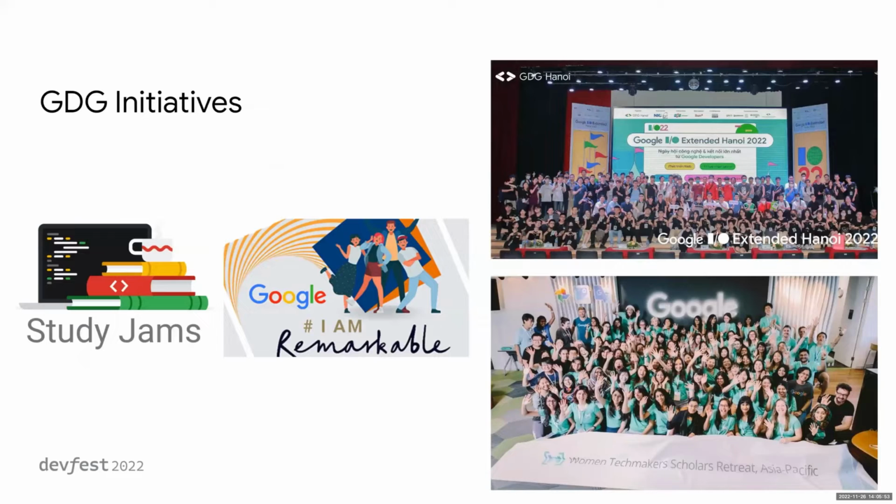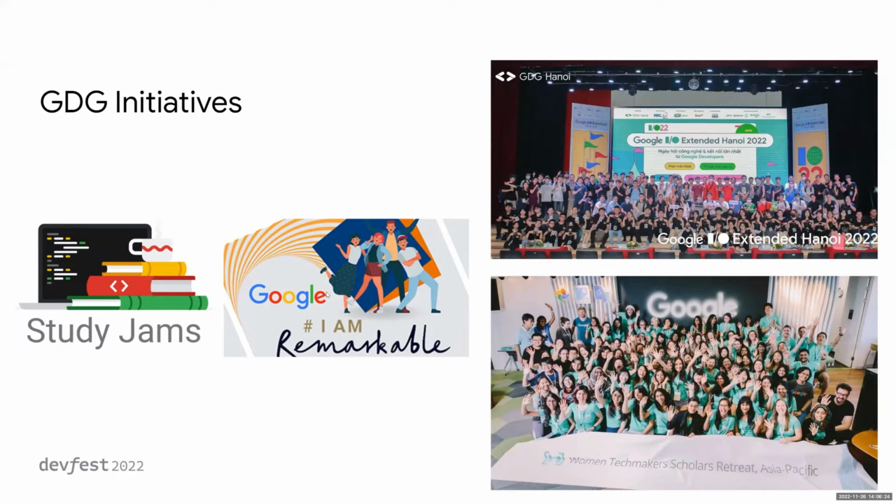GDG also supports different initiatives, starting with study jams that help developers and everyone in the community to study a topic of interest. It could be about Google technology, as I said, like Google Cloud, Flutter, mobile app technology, web apps, and machine learning, etc. It could also be about blockchain, any technology of interest. The community could raise it, and we can host a study jam about it where everyone in the community can study it, share their experience and knowledge, and so on.